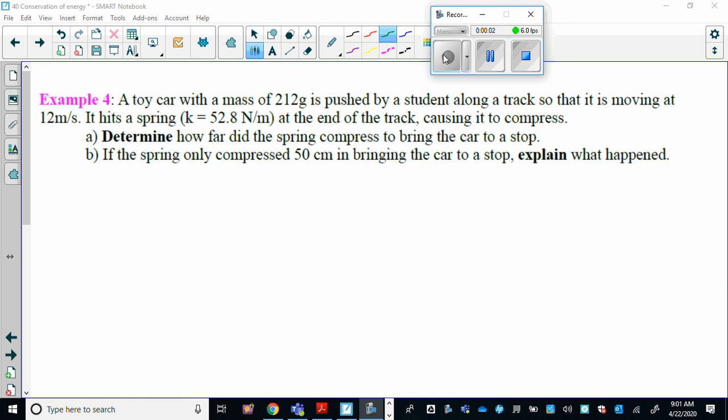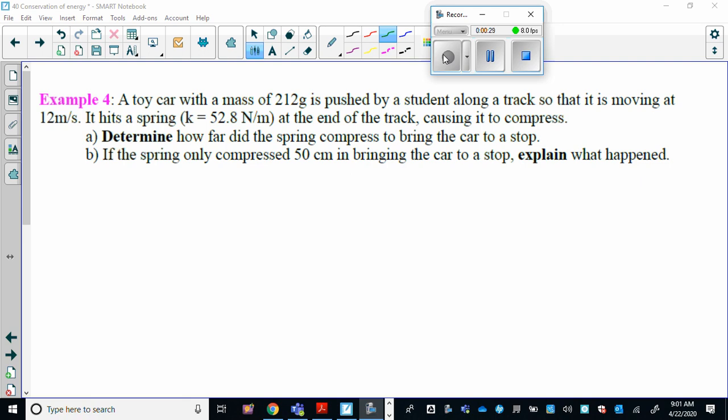Part 2 of lesson 40, the conservation of energy. We just got some more examples here, some different examples than the previous one. Our first one is a toy car with a mass of 212 kilograms is pushed by a student along a track that is moving at 12 meters per second. It hits a spring with a spring constant of 52.8 at the end of the track, causing it to compress. Determine how far the spring compresses to bring the car to a stop.